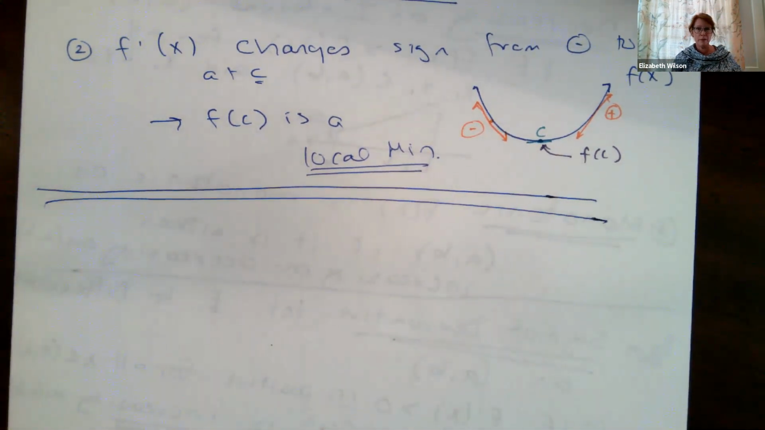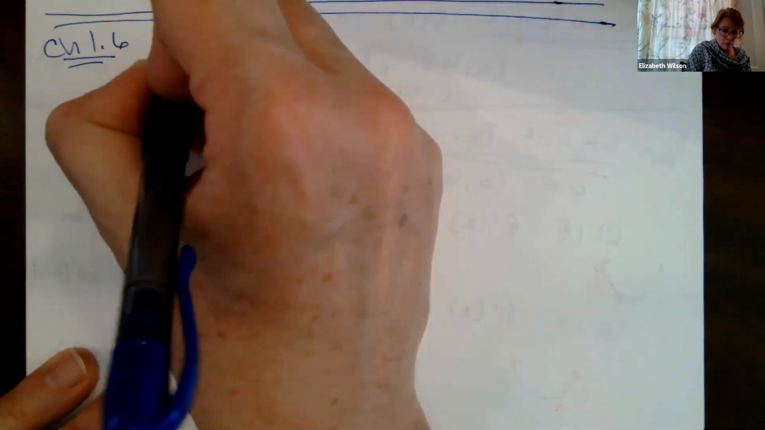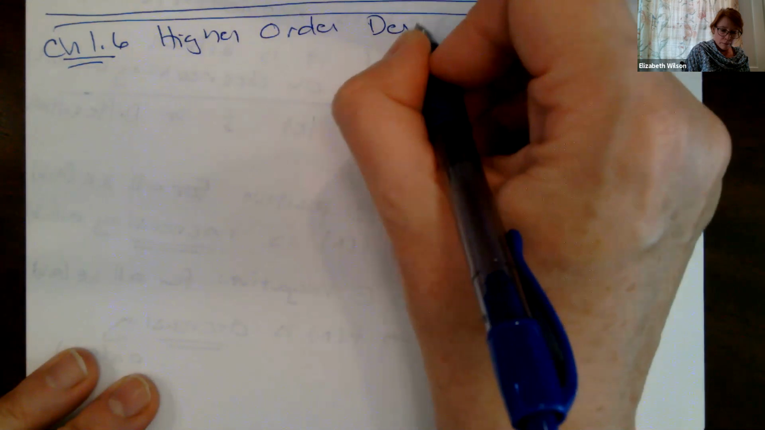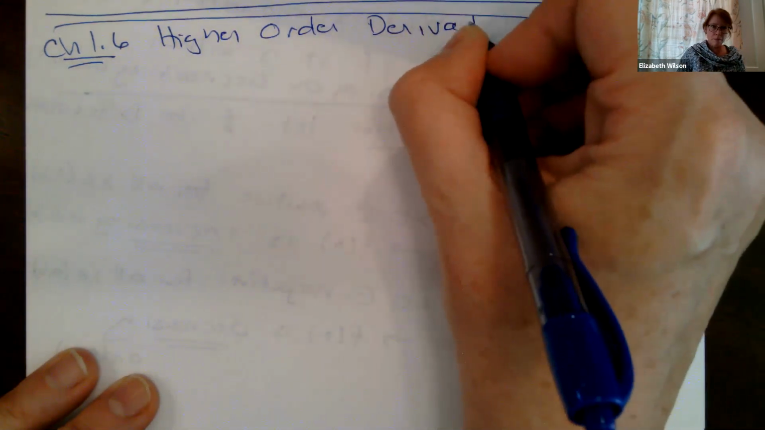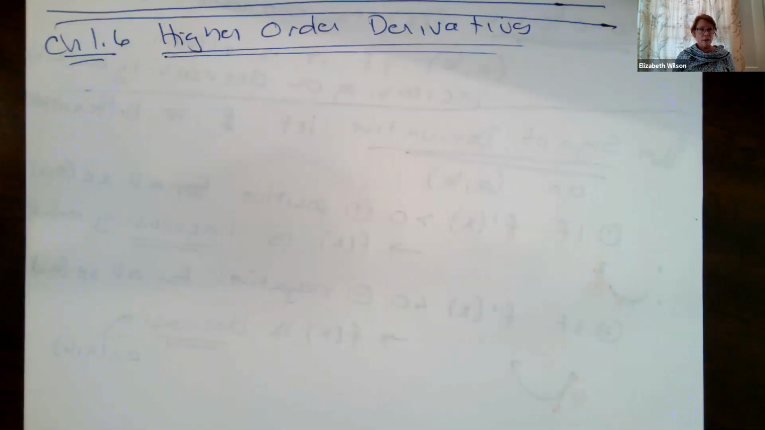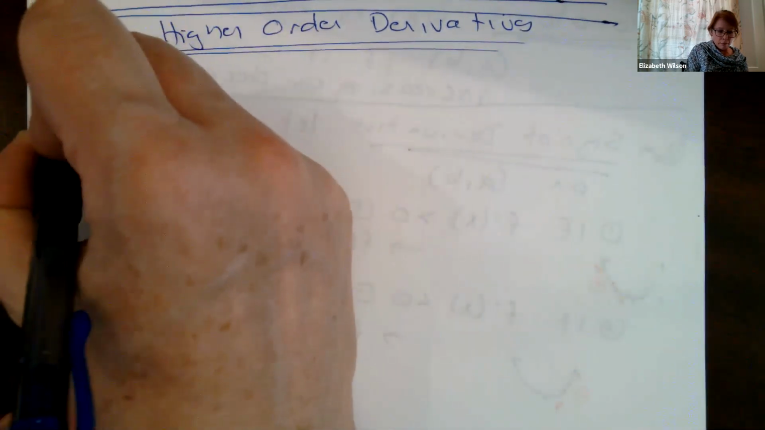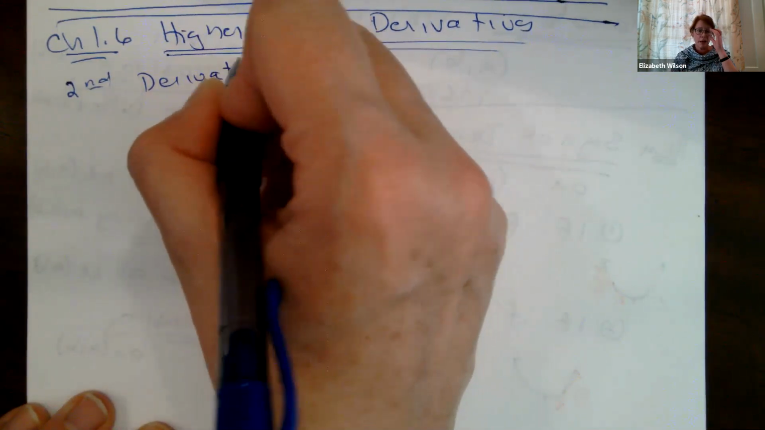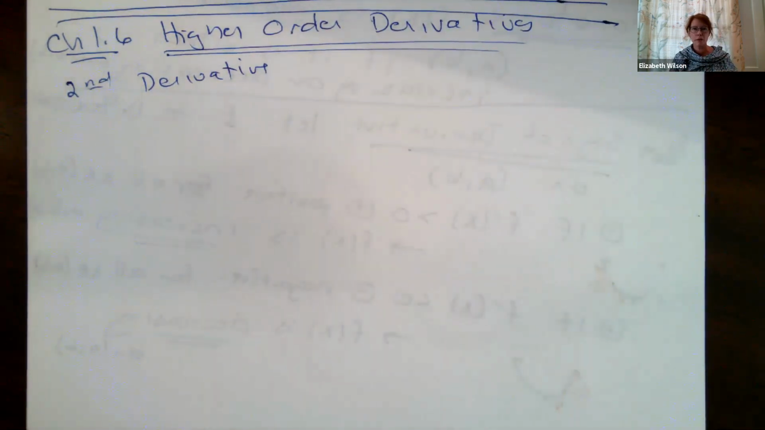So chapter 1.6. Chapter 1.6 is called higher order derivatives. So higher order derivatives. First off, we're going to talk about just our second derivative. We go through the same process of how I found the first derivative. I do the same process, and I use that to find the second derivative.